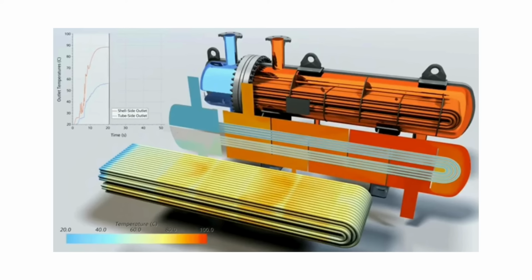Now, shifting our focus to the tube side, we observe the fluid entering at a cool 20 degrees Celsius, depicted in calming blue tones. As it courses through the tubes, it undergoes a remarkable transformation, absorbing heat from the shell side fluid. By the time it exits, its temperature has increased to a toasty 55 degrees Celsius, portrayed in vibrant yellow on the temperature chart.